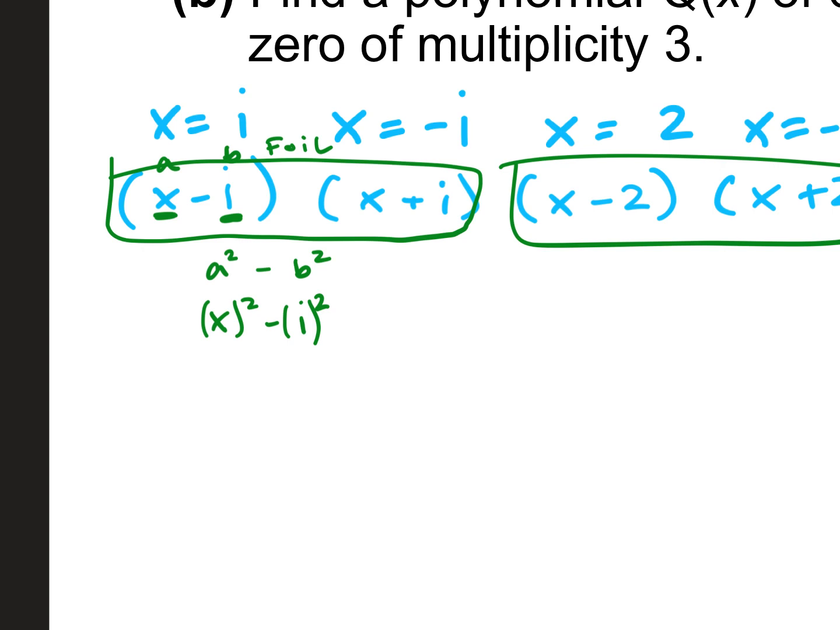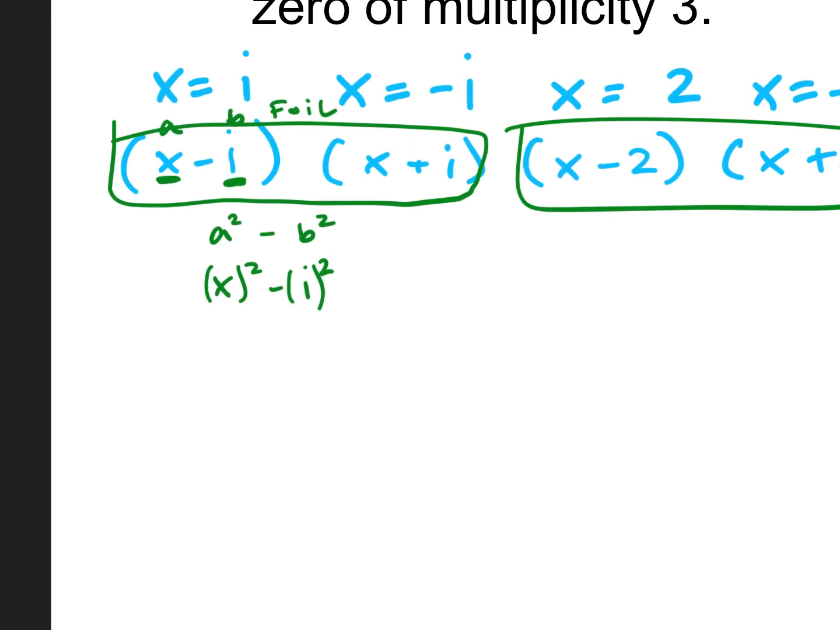You can FOIL this out. You'll get the same answer. x squared would just be x squared, minus, what is i squared? Negative 1. So if I have a minus negative 1, what does that turn into? Positive 1. So x squared plus 1. When you FOIL these out, you'll get the same exact thing. But anytime you have conjugates, there is a shortcut. You just square the first one, square the second.